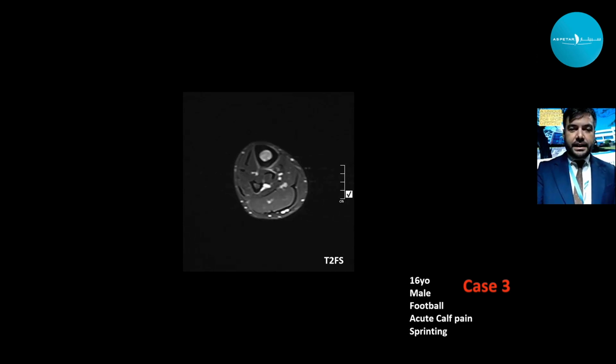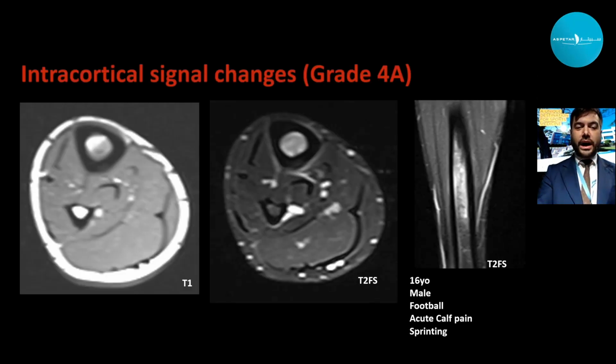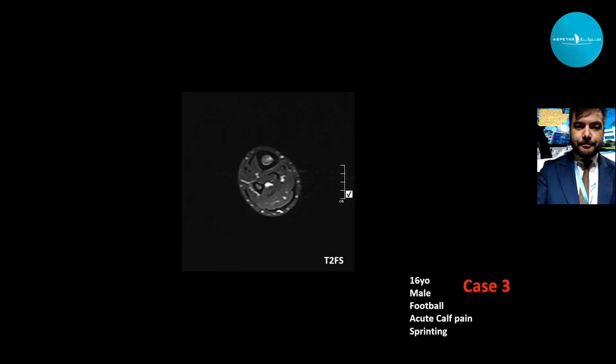Next case, this is a 16-year-old male football player with acute calf pain while sprinting. In this case, we see again the periosteal edema in the posterior cortex, bone marrow edema, dark signal on T1, and if you see here, there is an increased signal intensity inside the cortex. So this is a grade 4A.